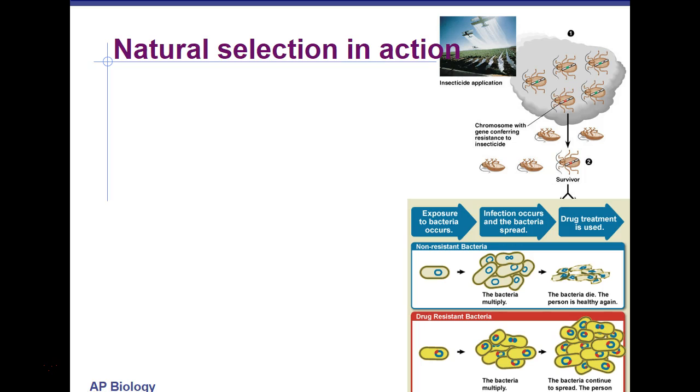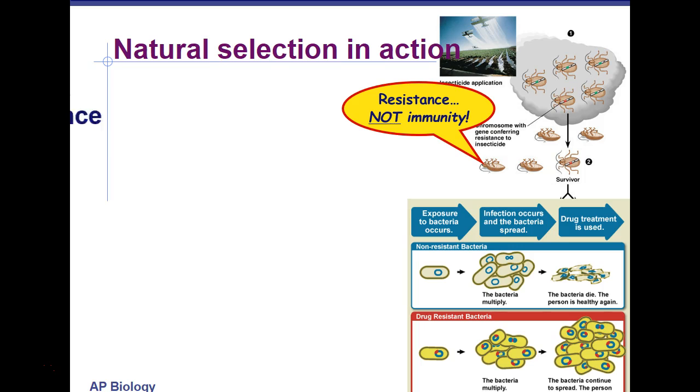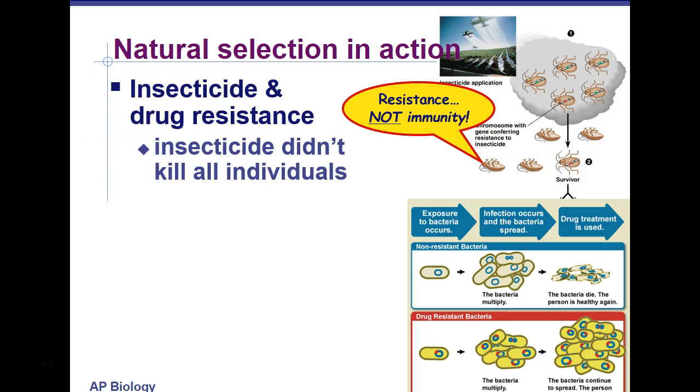Okay, natural selection in action. I've mentioned this in another video. We can talk about insect resistance to pesticides or bacteria resistance to antibiotics. In both cases, some individuals in the population will have a genetic trait. They will possess a gene making them resistant to that particular toxin.